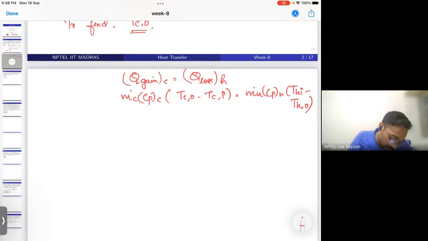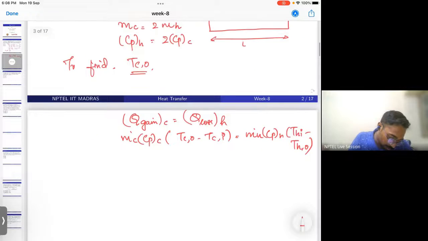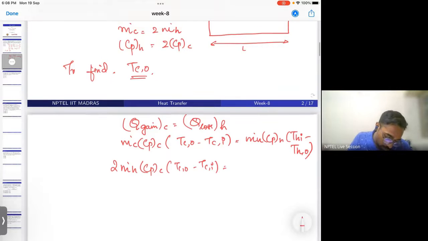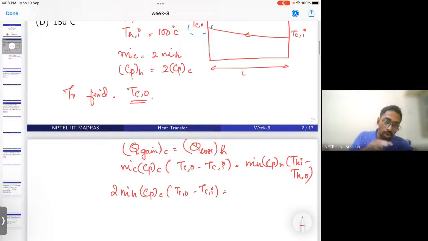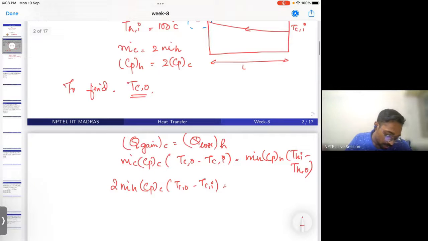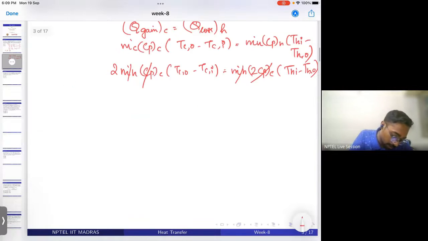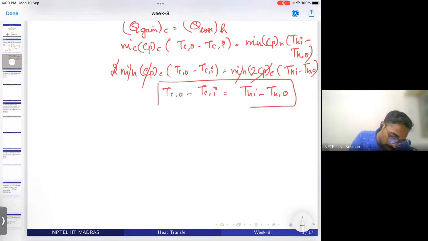Now we will substitute the given values. So it's 2 times m dot h CPC (TCO minus TCI) is equal to, given that the mass flow rate of the cold fluid is twice that of the hot fluid, and the specific heat of the hot fluid is twice that of the cold fluid, we can cancel out. So we get the expression TCO minus TCI is equal to THI minus THO. This is an important expression.